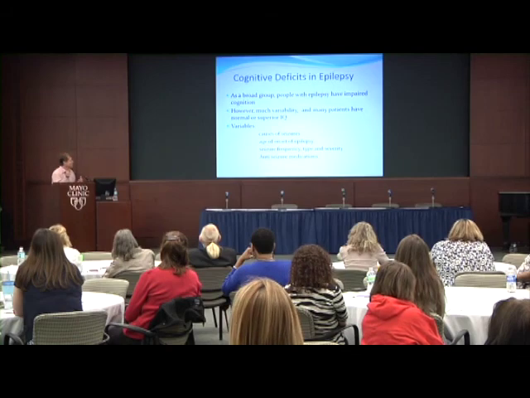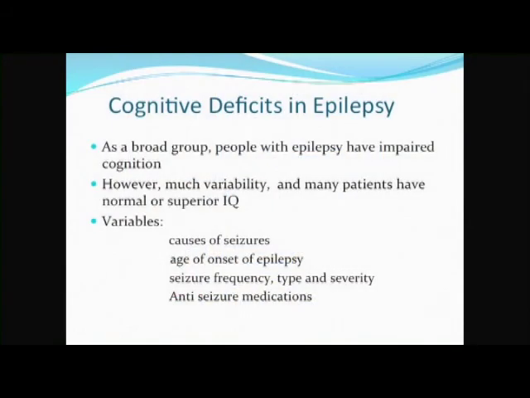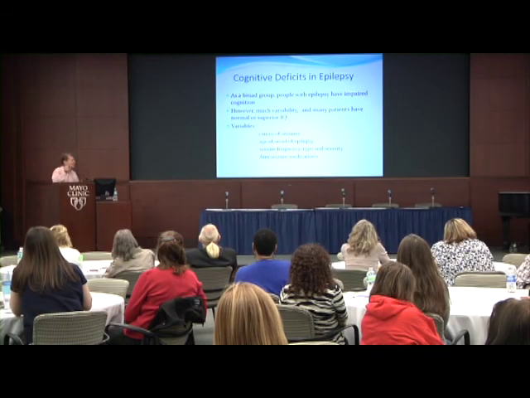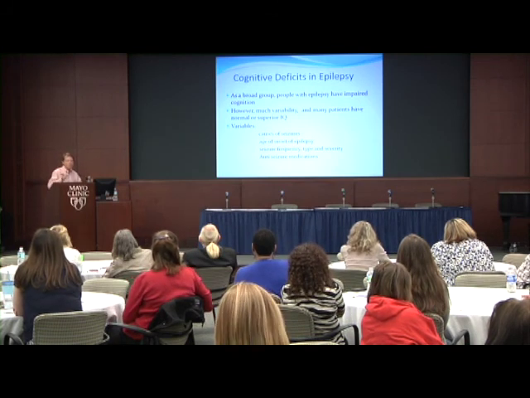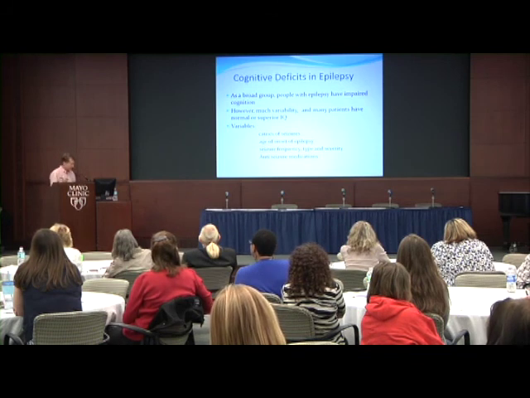Cognitive deficits in epilepsy. As a broad group, in a general sense, people with epilepsy tend to have impaired cognition, impaired IQ. However, there's a lot of variability, and many patients have normal intelligence or superior intelligence. Epilepsy affects people of all different types. So we look at the causes of the seizures, the age of onset, how frequently they're having seizures and how severe they are, and what medications they're on. Again, medications like phenobarbital and Dilantin may have a greater effect on cognition. The newer medications, we think less so, but probably they too have some effect on cognition and memory, depending on how carefully you test for that.